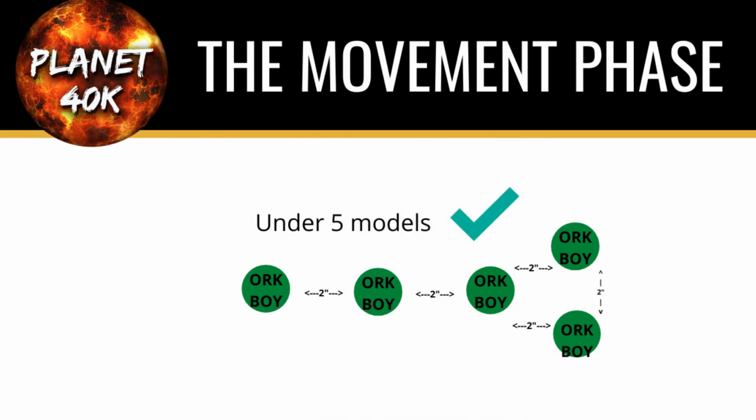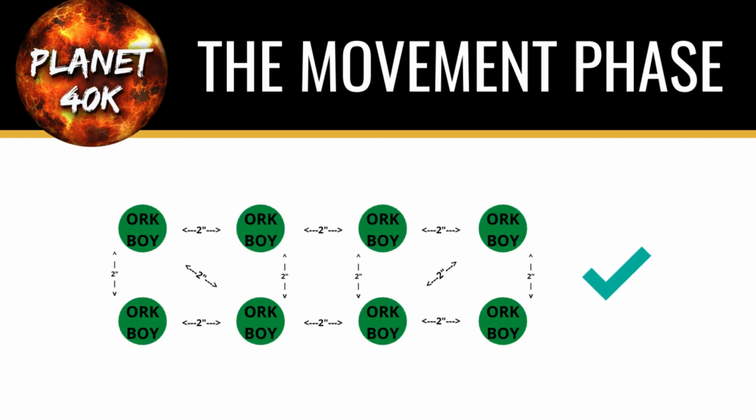So you can't daisy chain your squad across. You've got to lump them all together. You've got to put them in a couple of rows so that if you take one from a corner, it's not going to affect it because you're still going to be in coherency with 2 others.